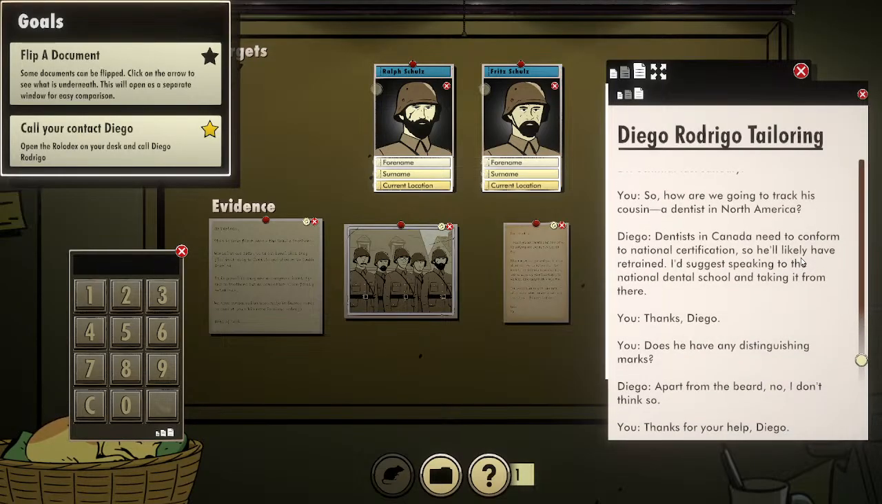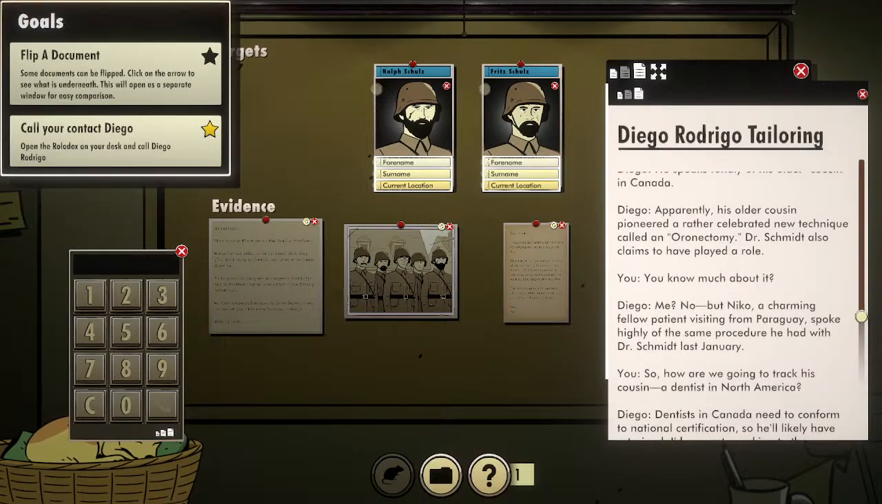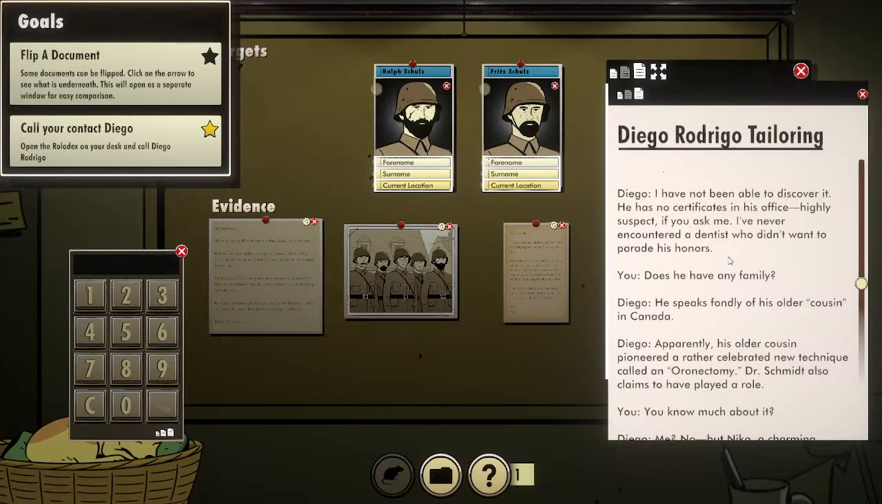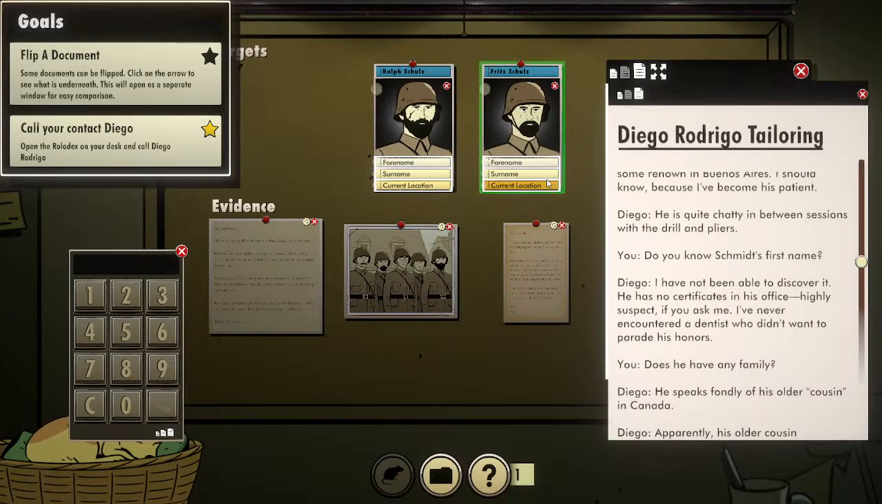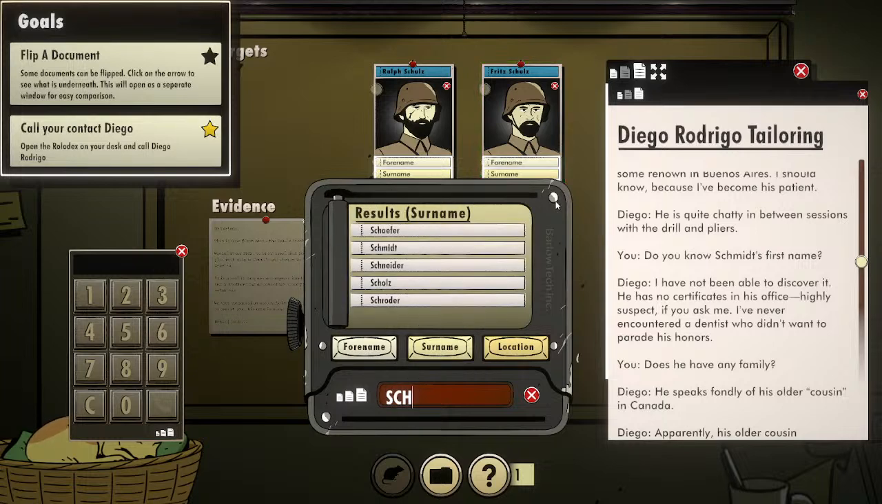So he's a dentist in Canada that we don't know the name of. We don't know what last name he's going by. Cousin does not have to have the same last name as his cousin. But the surname that he's going by is Schmidt. Oh, whoops. Schmidt. Okay.